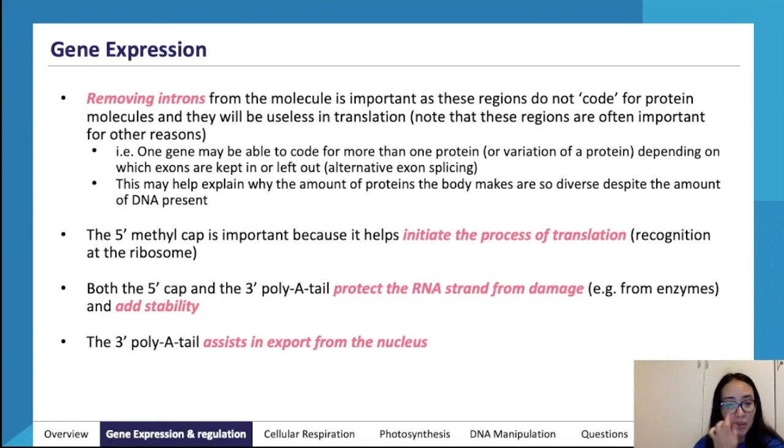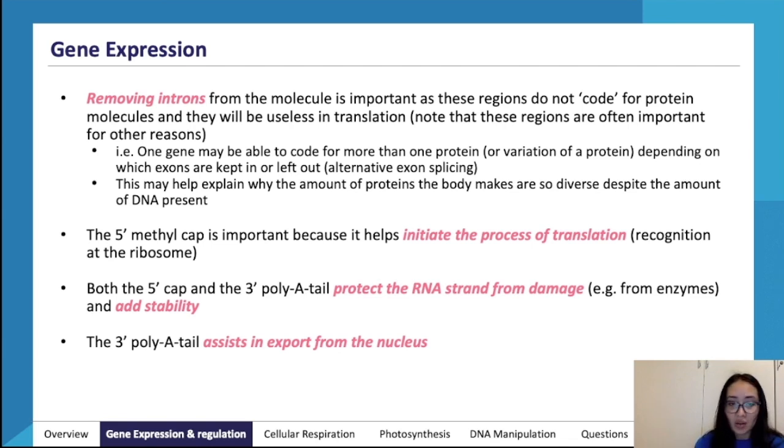This may also help explain why the amount of proteins in the body are so diverse despite the amount of DNA present. We've got the same DNA in all of our cells, but different cells will express different proteins. So our skin cells will express particular proteins needed in the skin, whereas our liver cells will express different proteins. Our kidney cells will express different proteins. They all express different proteins, and that's because they shuffle about the exons and have alternate splicing.